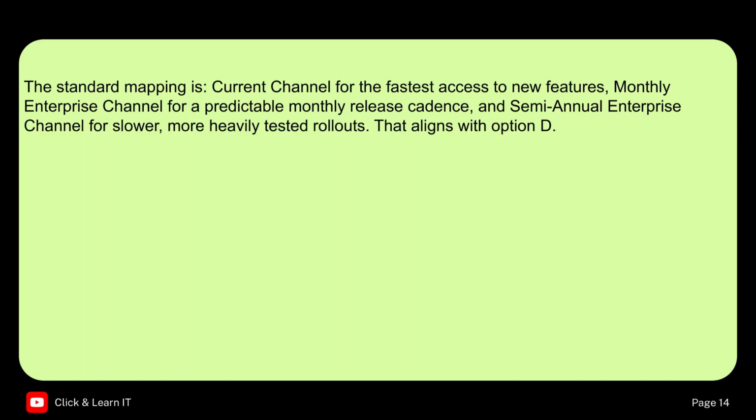The current channel offers the fastest access to new features. Monthly enterprise channel provides a predictable monthly release cadence. Semi-annual enterprise channel is for slower, more heavily tested rollouts.